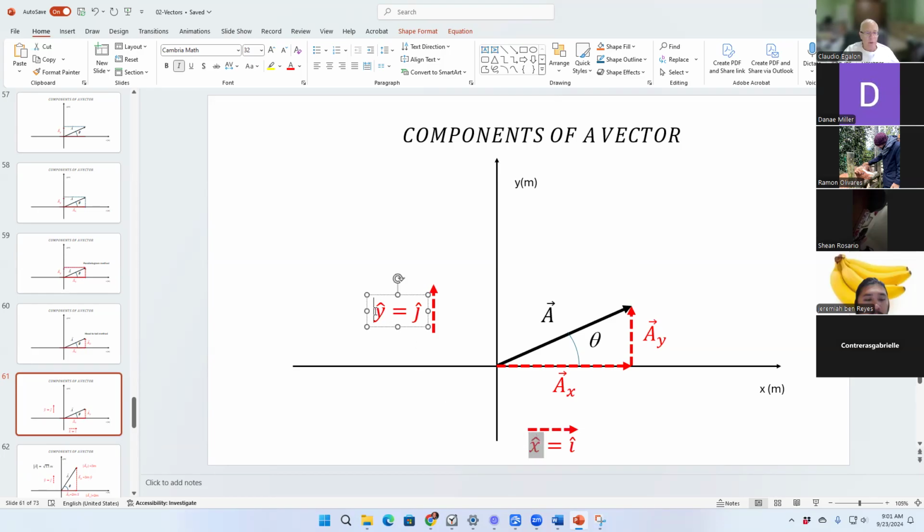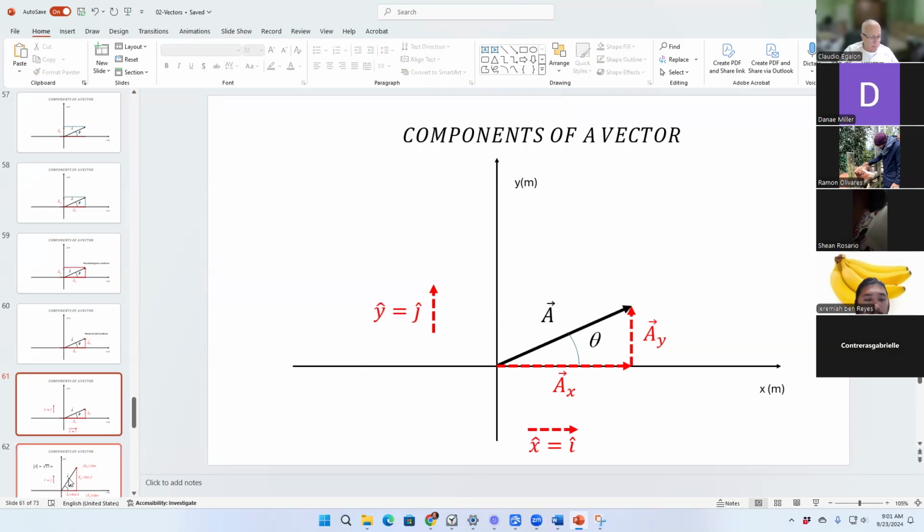I prefer to tell my students that I prefer to use this notation here, x hat and y hat. It's not wrong to use i hat, it's not wrong to use j hat. My preference is to write them down as x hat and y hat.